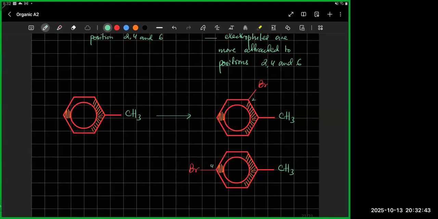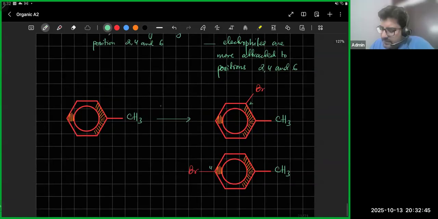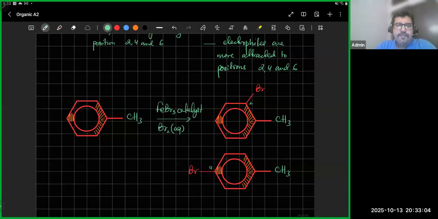Yes. Yes, sir. And the catalyst, it's exactly the same conditions. You need an FeBr3 catalyst, and your reagent is obviously Br2. So this is going to be Br2. Actually, don't write aqueous, not aqueous. And I guess that's it.